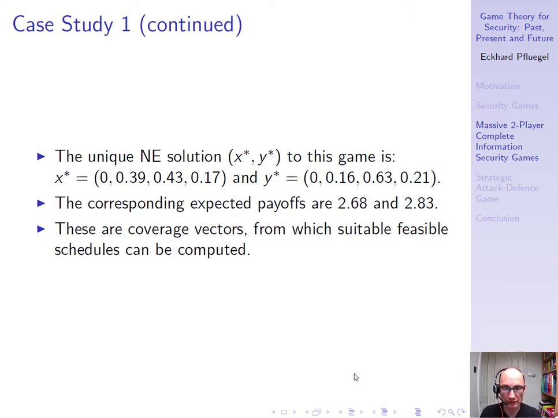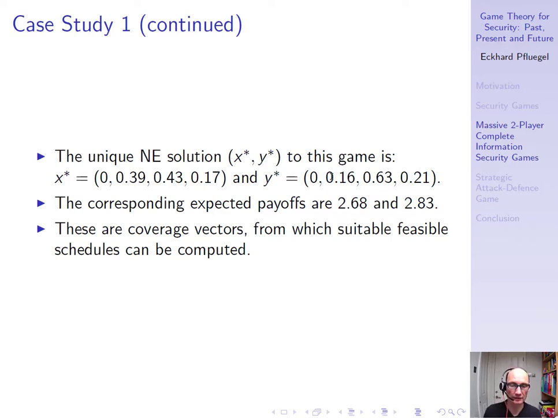It turns out that quite often for games of this type, we have a unique solution, x star, y star here, which is a very useful property. And x star basically gives us a probability vector, which shows us the likelihoods by which we should protect the different targets. And y star will be the expected attacks on the different targets.